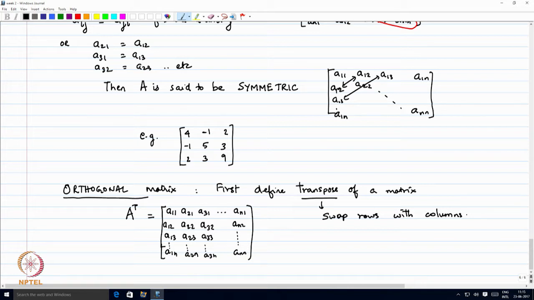So, the transpose of a matrix is defined in this way, and we can clearly see that for a symmetric matrix, A transpose equals A. Now, let us go to the next thing, which is an orthogonal matrix. So, now let us get back to a matrix as a transformation of a vector.